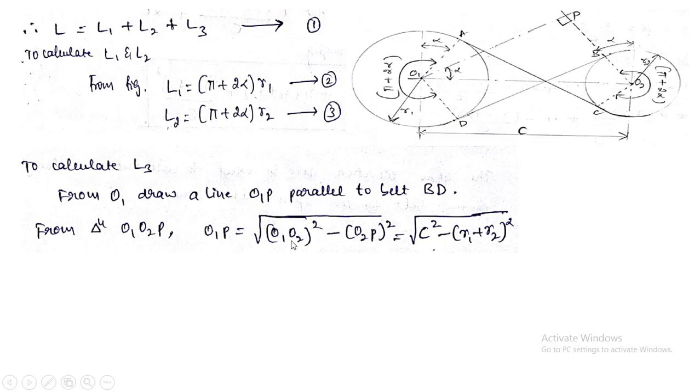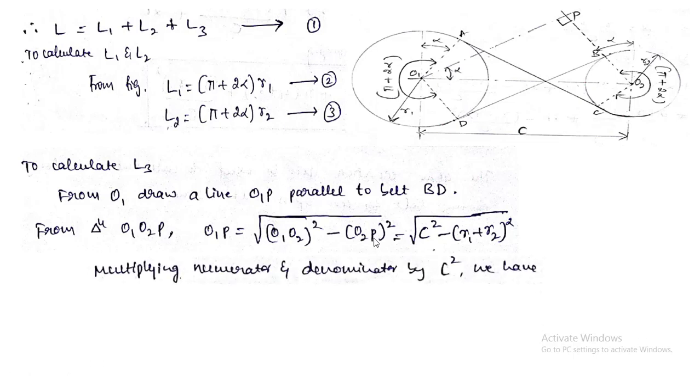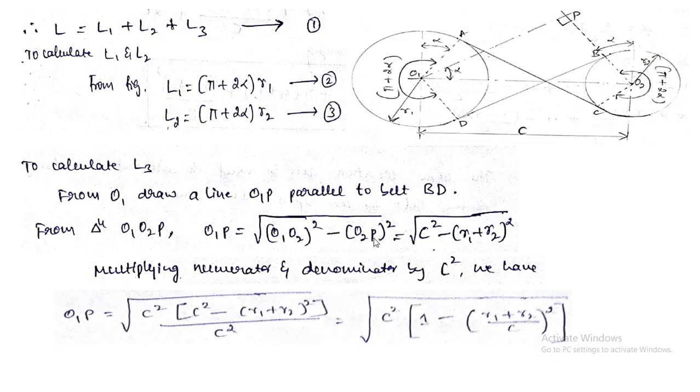So O1P we will get as square root of O1O2 whole square minus O2P whole square. Now we substitute the value of O1O2 as well as O2P. O1O2 is C and O2P is R1 plus R2. And once you write that, we will multiply and divide the term in the bracket by C square, and if you do that, you will get an expression like this.